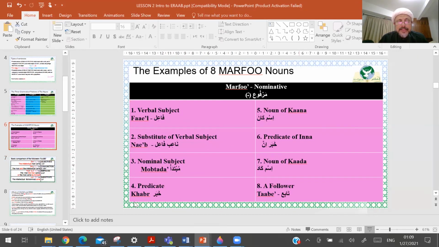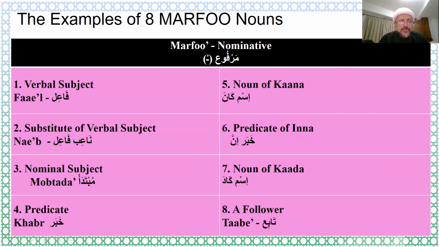Qa'imun, standing. Ali is standing. Aliyun qa'imun. Noun of kana. What was noun of kana? Kana aliyun. Qa'iman is blue. But here in the pink area, kana aliyun. Khabar inna we took. Inna aliyan qa'imun. Remember, the wife got changed. Here, the wife got changed. Here, the husband got changed.